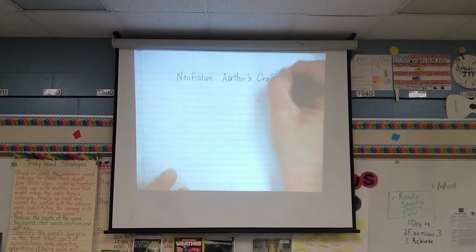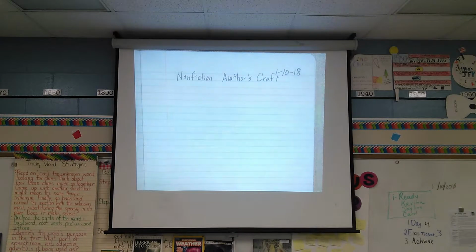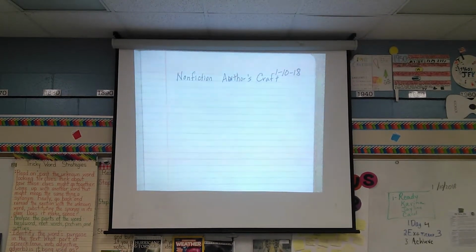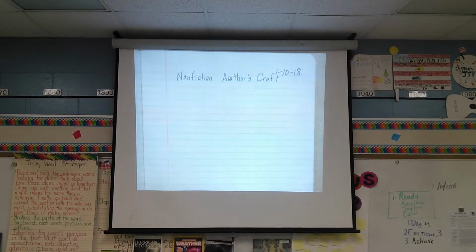Now, often we talk about fictional author's craft, and we talk about things like using similes or metaphors, providing action, description, using good word choice that includes the five senses to make the reader feel like they are there. But now we're going to be thinking about nonfiction, and we're going to be thinking about the fact that in nonfiction, the purpose is different. Our purpose in nonfiction is maybe to provide information or facts, to teach somebody something.